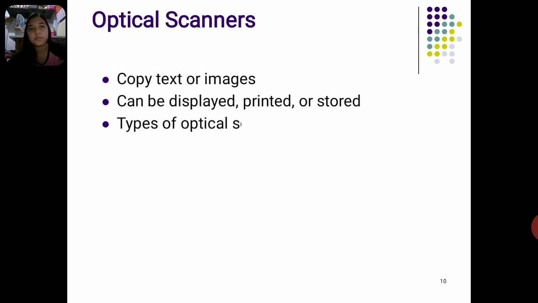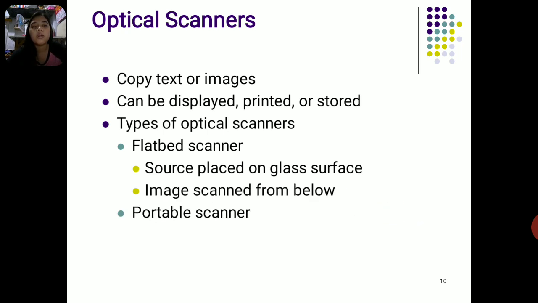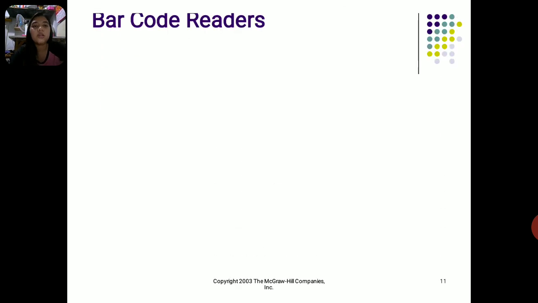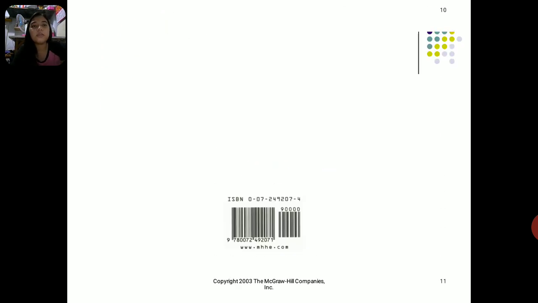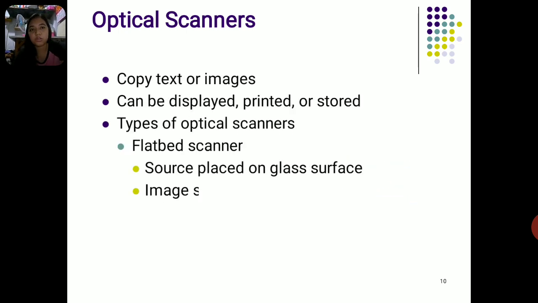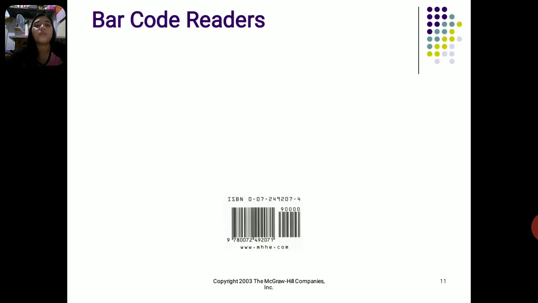So, types of optical scanner: we have the flatbed scanner, with the source placed on a glass surface and the image scanned from below, and then the portable scanner, a handheld device that slides across the source. These devices may be reported by different persons or groups in the following lessons. So, next, we have the barcode readers.